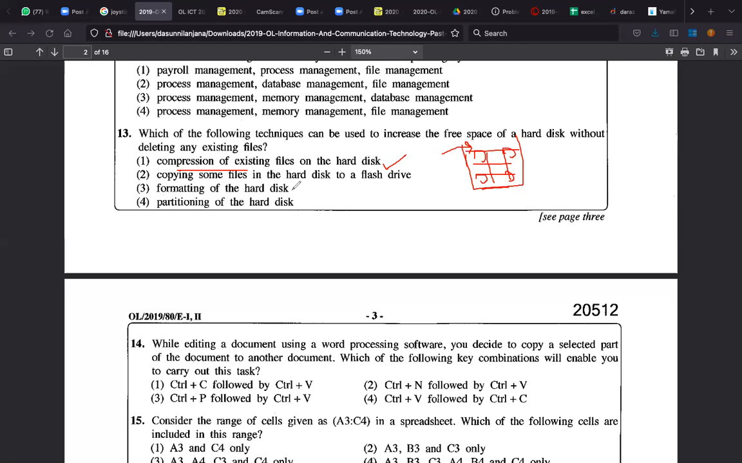Formatting the hard disk will definitely delete the files. Partitioning means dividing the disk space into manageable pieces, like C, D, E. So that is not giving space; that is giving management capability, easy to manage. So the answer is number 1, compression of existing files on the hard disk.